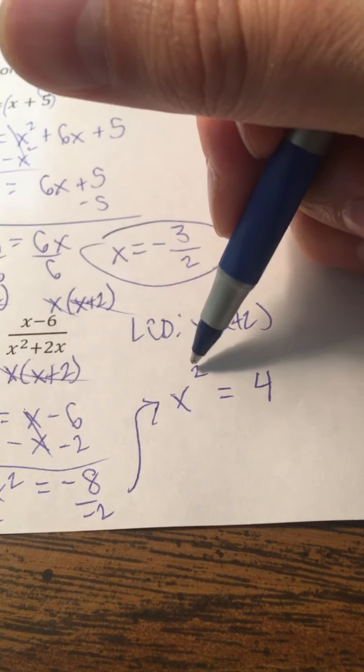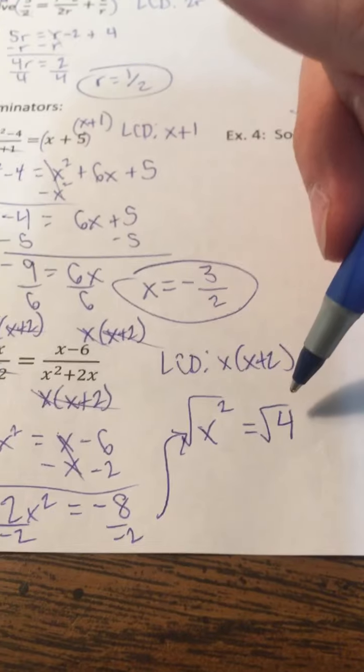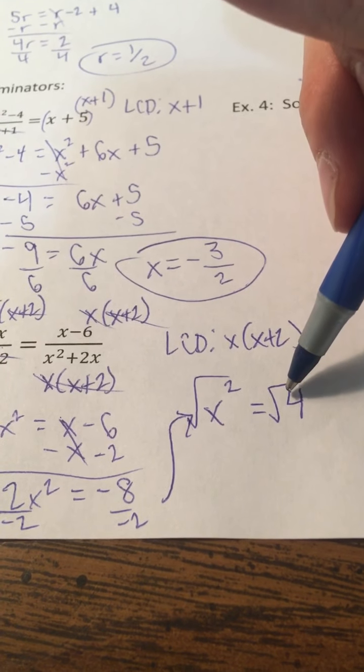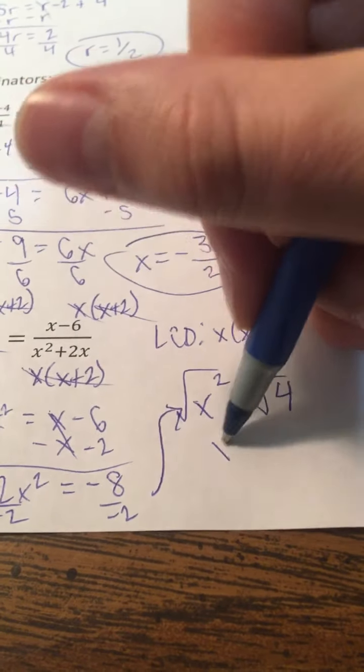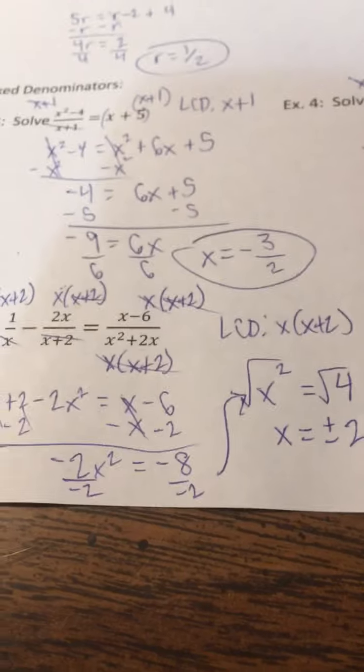Remind me again, how do you get rid of that squared? You could take the square root. Now remember, the square root method gives you how many answers? 2 answers. So the answer is not just x equals 2. It's x equals positive and negative 2.